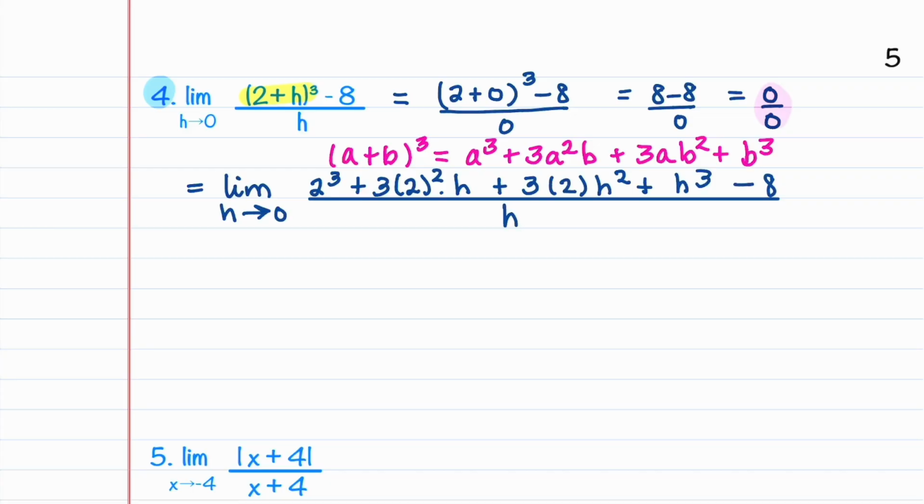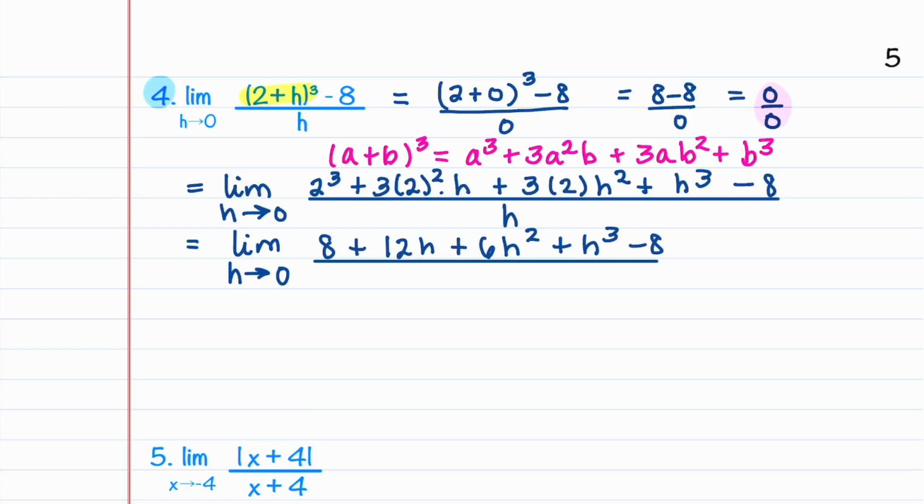Now let's go ahead and simplify. This is the limit as h goes to 0. We have an 8 plus 4 times 3 is 12, so we have a 12h plus 6h squared plus h cubed minus 8, all divided by h.